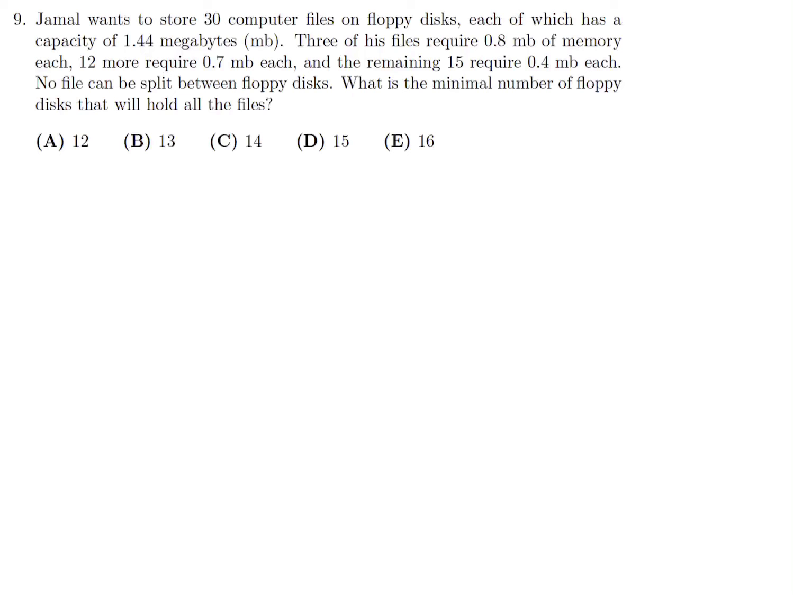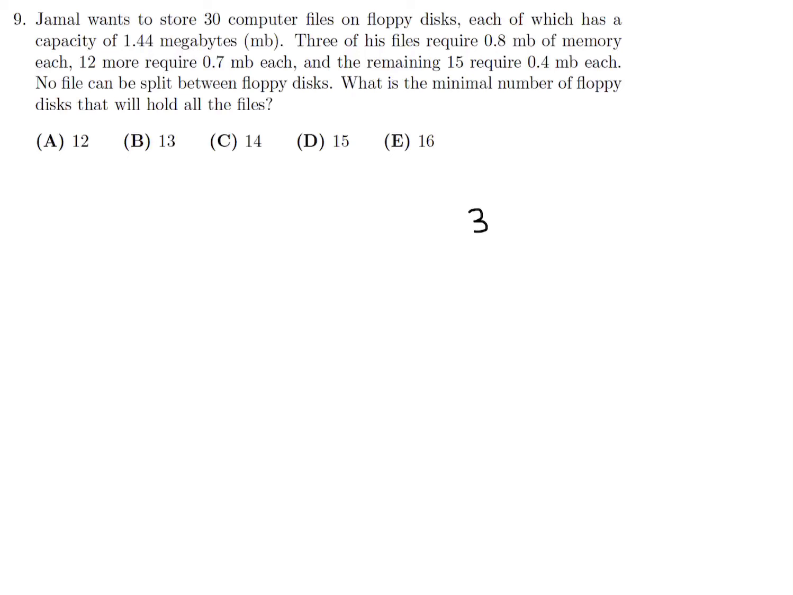Jamal wants to store 30 computer files on a floppy disk, each of which has a capacity of 1.44 megabytes. 3 of his files require 0.8 MB of memory each. 12 more require 0.7 MB each, and the remaining 15 require 0.4 MB each. No file can be split between floppy disks. What is the minimal number of floppy disks that will hold all the files?